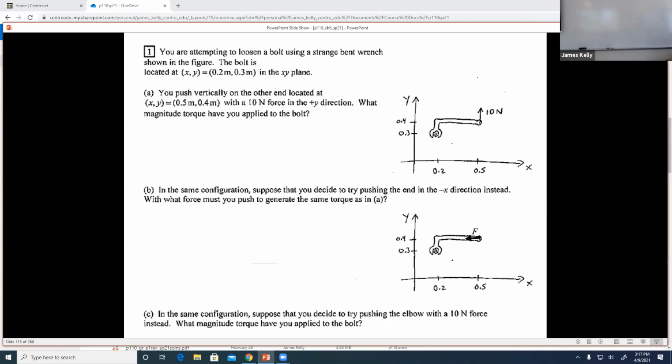One of the definitions was R times F perpendicular, or F times R perpendicular. So force is in newtons, SI units, and R is in meters. So it's in Newton meters.